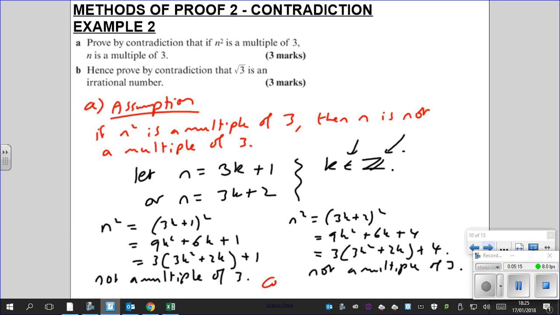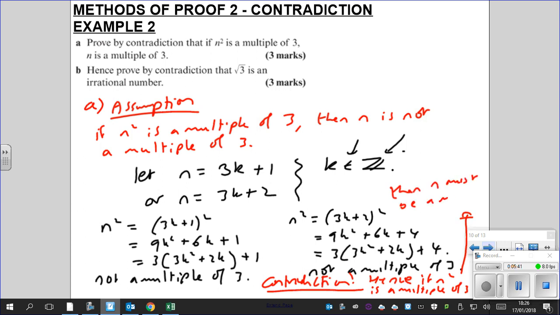So contradiction. And this is exactly what you would write, by the way. So contradiction, exclamation mark. Hence, if n squared is a multiple of 3, then n must be a multiple of 3. Because it doesn't work for any other number. Do you see? This accounts for every other number possible.